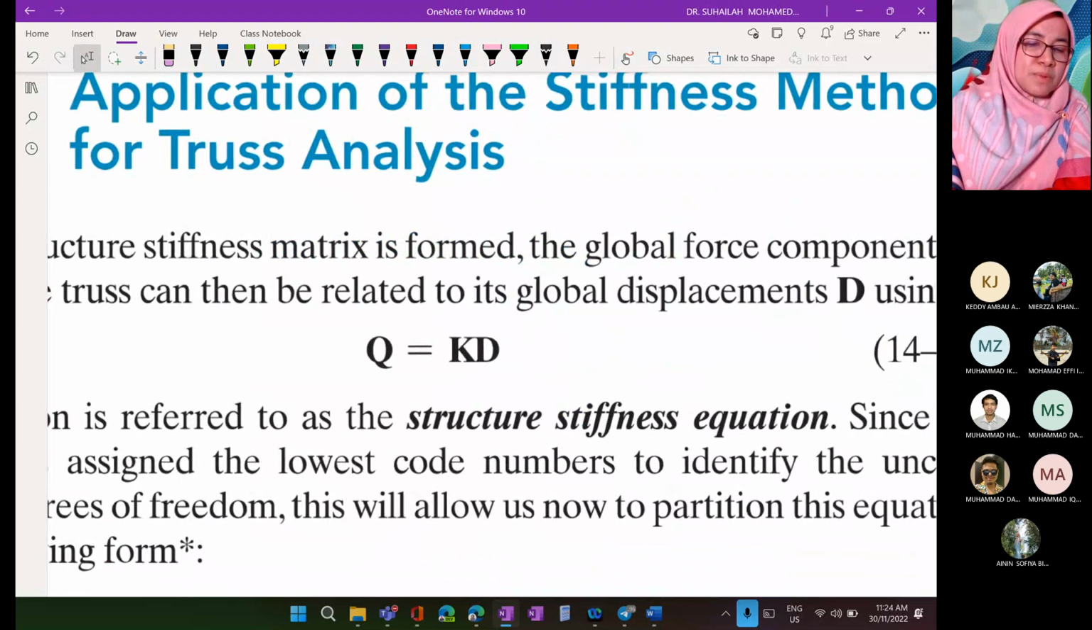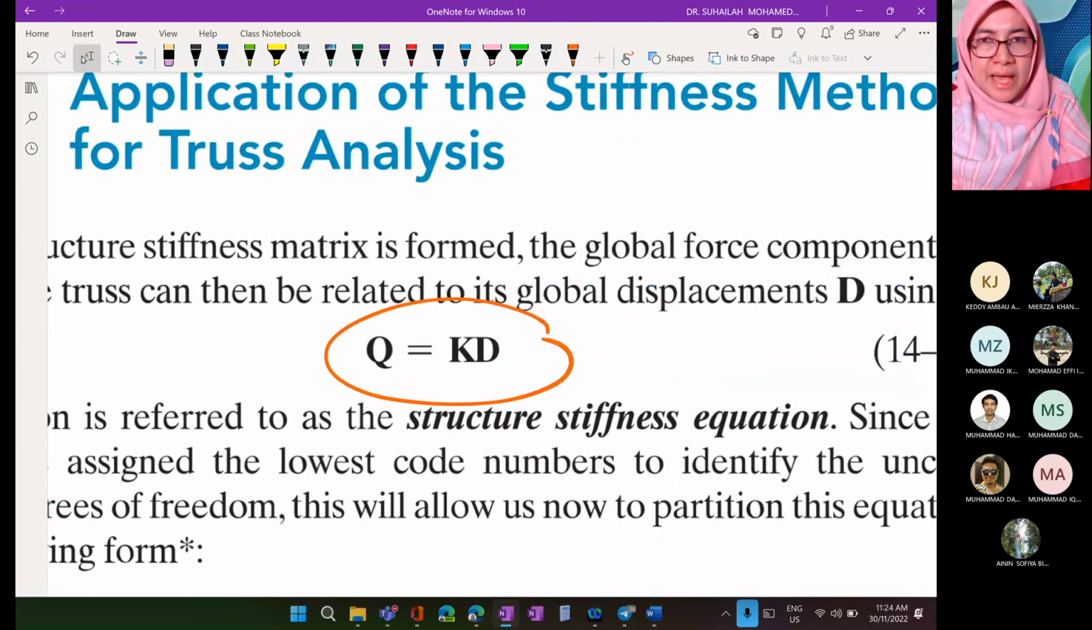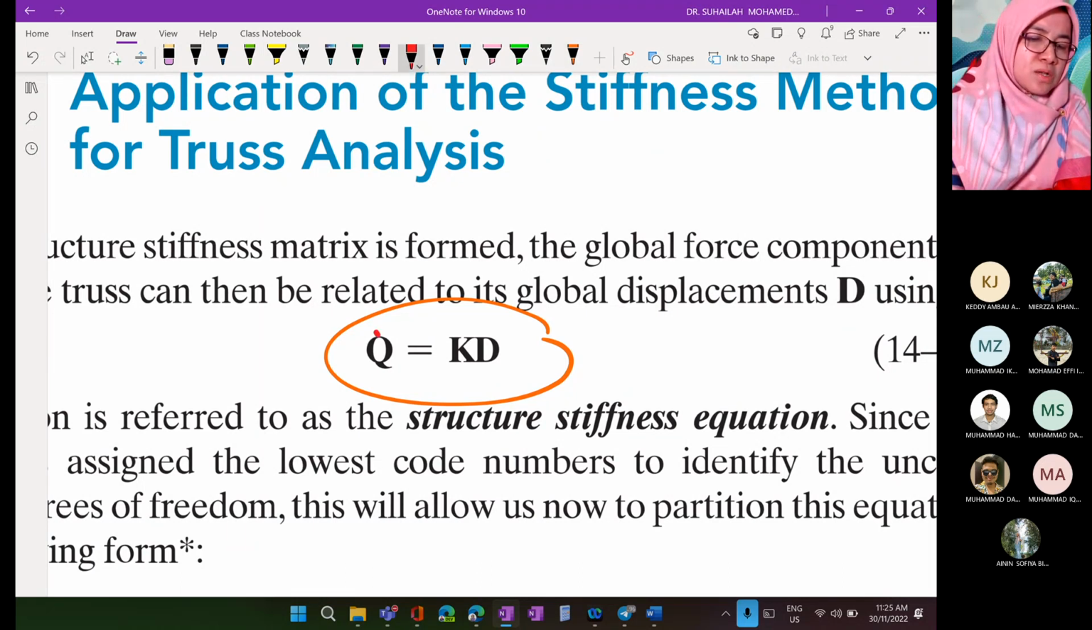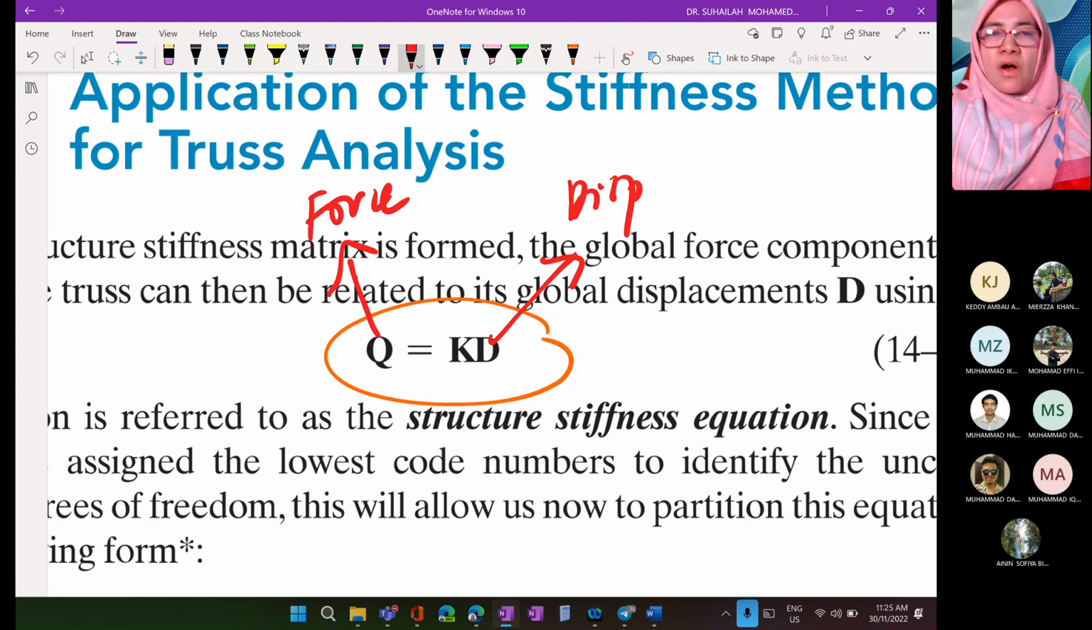So this is the force displacement equation. Q is force, K is the structure stiffness matrix, the stiffness coefficient, and D is displacement. This is force, this is displacement. So this is called the force displacement equation, and K is the stiffness coefficient.